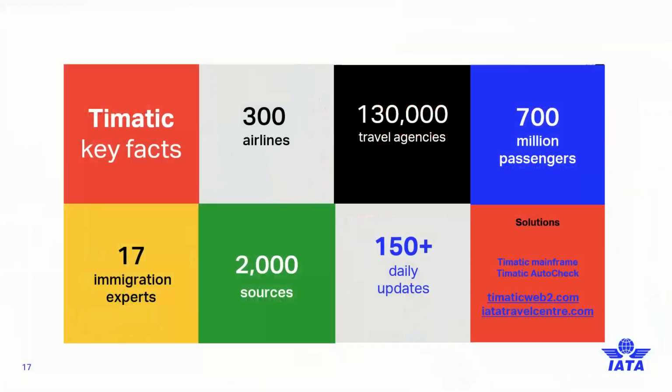And now let me show you some figures. So on this slide, I've highlighted the key facts that reflect the scale of what we are accomplishing among all of us. 300 airlines worldwide have access to Thematic, and so do about 130,000 travel agencies globally. Around 700 million international passengers were checked through different Thematic solutions in 2019 alone. So again, that was before the COVID times.